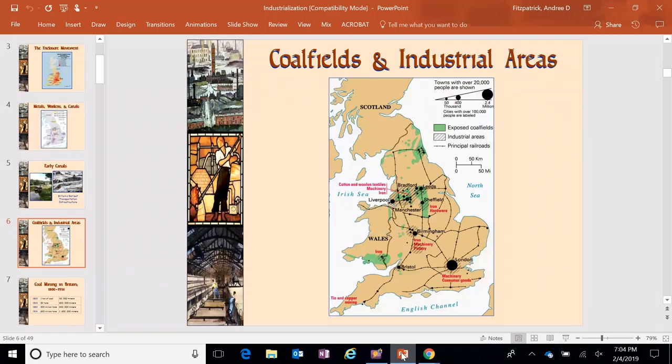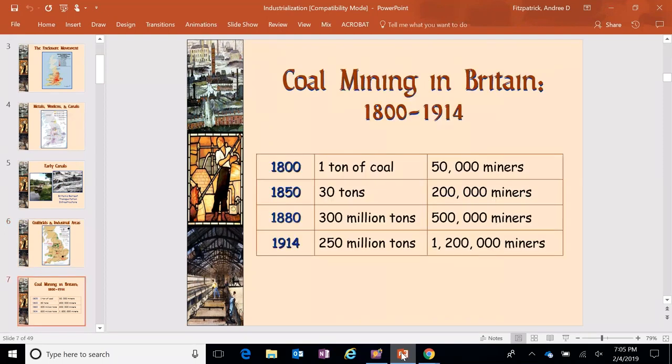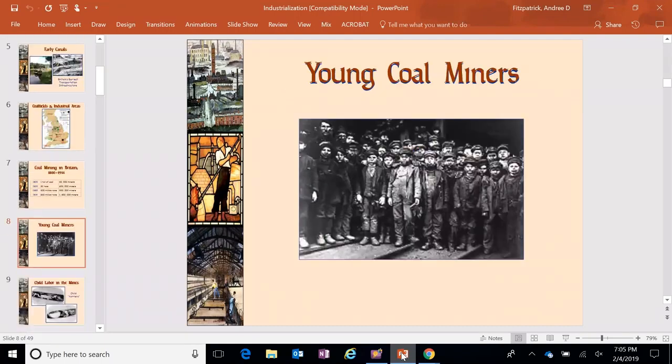Okay, so here you kind of get a sense of where the coal fields and the industrial areas are. Just to give you an image of how much we're talking about, if you look at 1800, only about 50,000 people were engaged in coal mining, and that was largely for fuel to heat homes during the wintertime. You go forward to 1880, and you've got 500,000 people engaged in mining. And that just gives you a sense of how important that became.